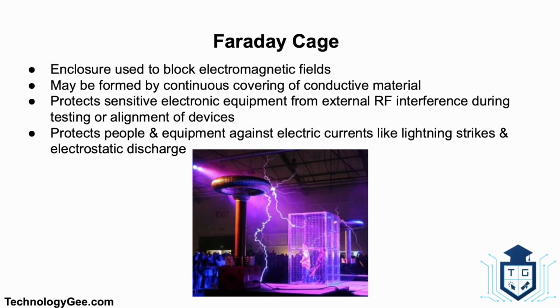This phenomenon is used to protect sensitive electronic equipment such as RF receivers from external RF interference, often during testing or alignment of the device. They are also used to protect people and equipment against actual electric currents such as lightning strikes and electrostatic discharges, since the enclosing cage conducts current around the outside of the enclosed space and none passes through the interior.